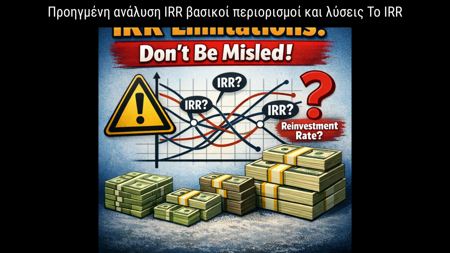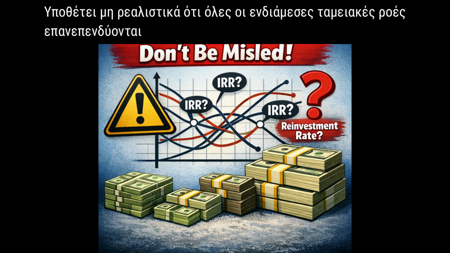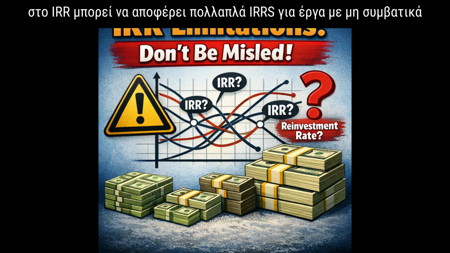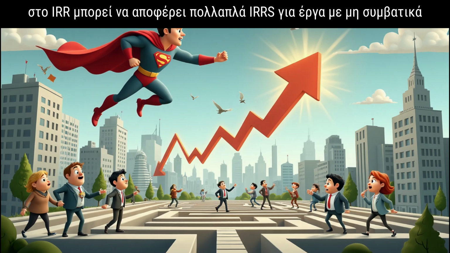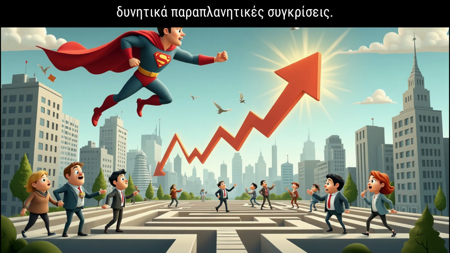Advanced IRR analysis. Key limitations and solutions. The IRR method faces key limitations. It unrealistically assumes all interim cash flows are reinvested at the IRR, can yield multiple IRRs for projects with non-conventional cash flows and sign changes, and ignores project scale and timing, potentially misleading comparisons.